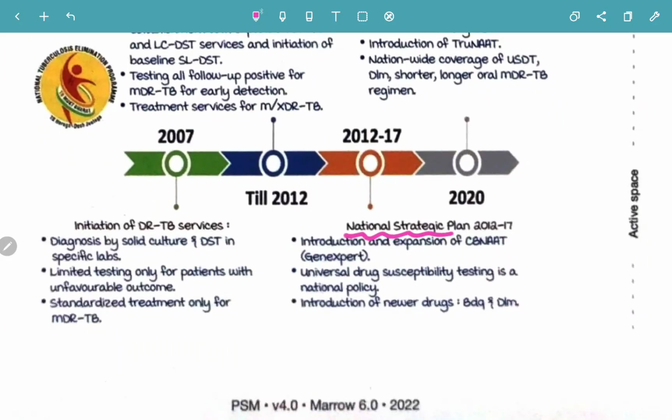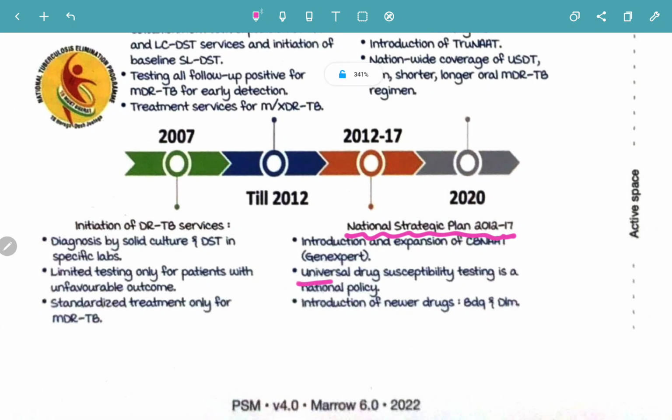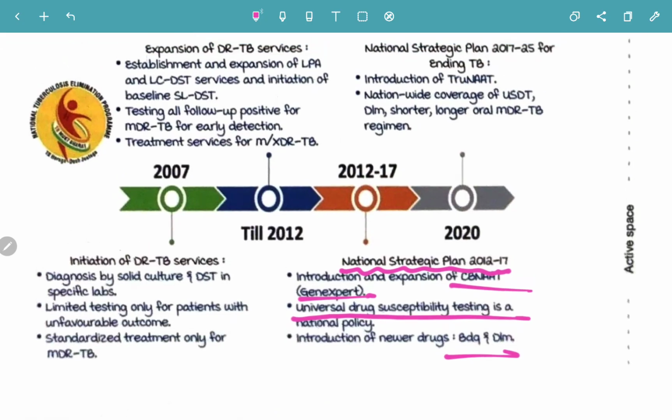See the National Strategic Plan 2000 to 25. Universal drug susceptibility testing is a national policy. Very important. Universal drug susceptibility testing by CBNAT universalization. Introduction of newer drugs, bedaquiline and delamanid. CBNAT, that is gene expert, is introduced.